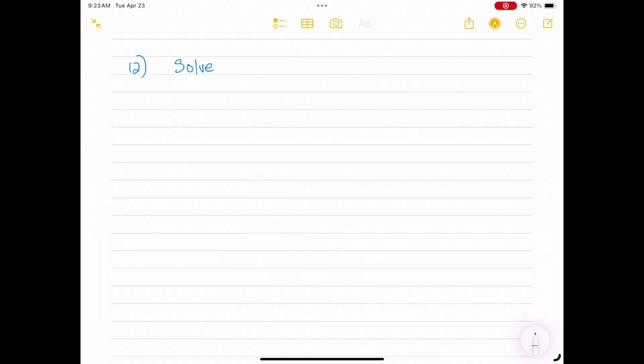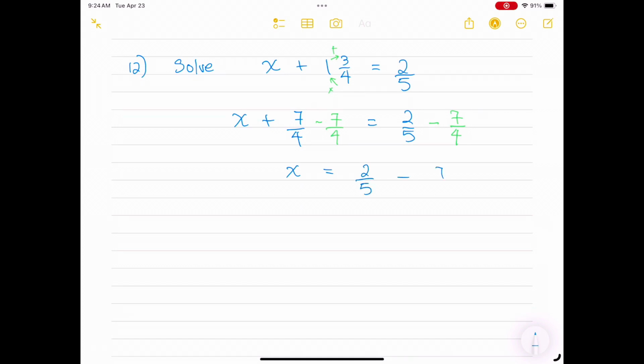Example 12. Solve x plus 1 3/4 equals 2/5. Rewrite the problem on the next line, giving myself plenty of space to do work. And first I convert the mixed number 1 3/4 into an improper fraction. The denominator 4 times 1, the whole number, plus 3, the numerator, gives 7/4. Now I subtract 7/4 from both sides of the equation. On the left-hand side, that leaves x by itself, and the right-hand side, I have 2/5 minus 7/4.